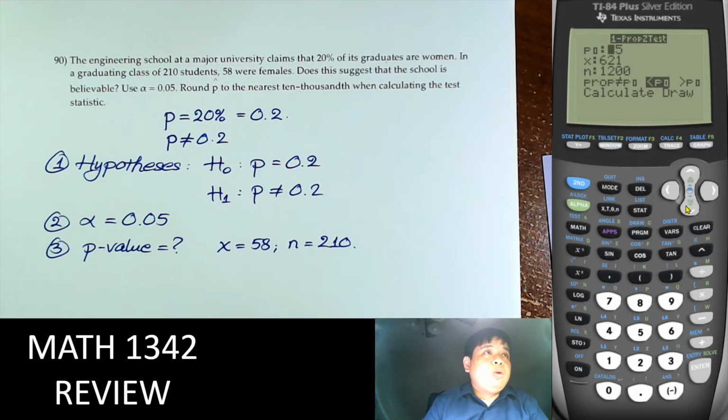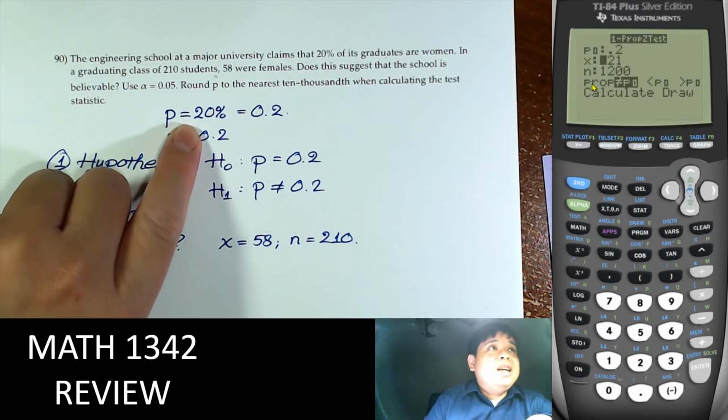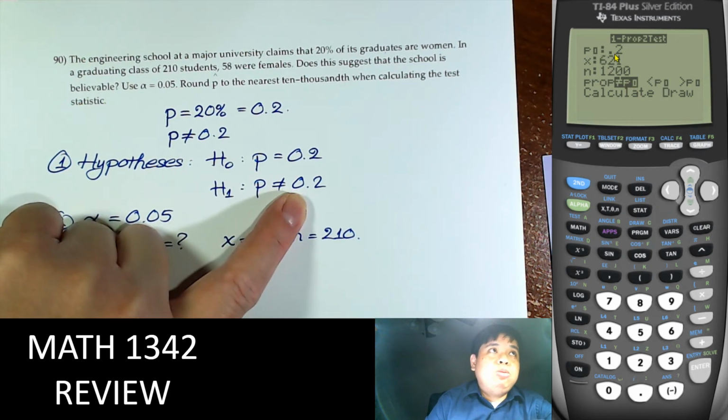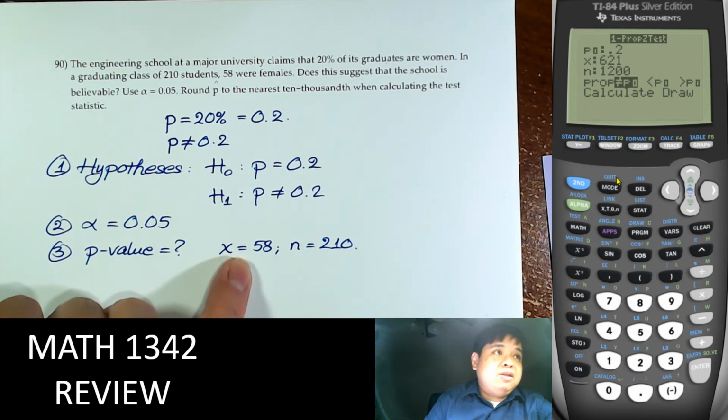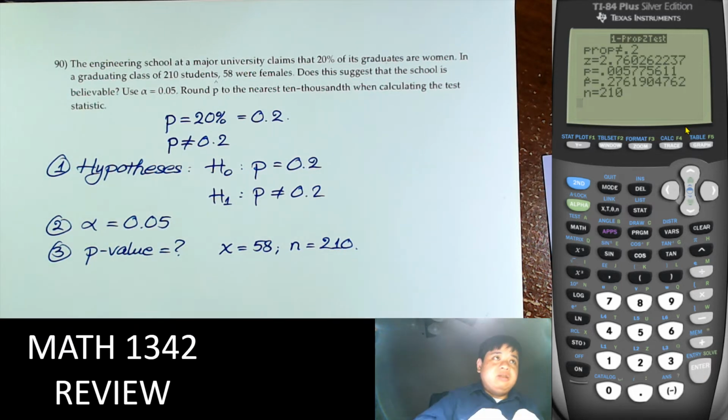So first of all, it's going to be not equal to, and that particular value says 0.2. So the proportion p is not equal to 0.2. That's good. X is 58 and n is 210, and we just calculate. And the p-value is very small.